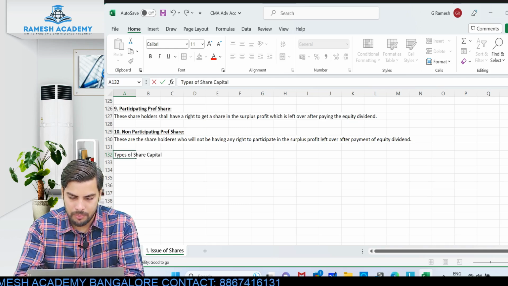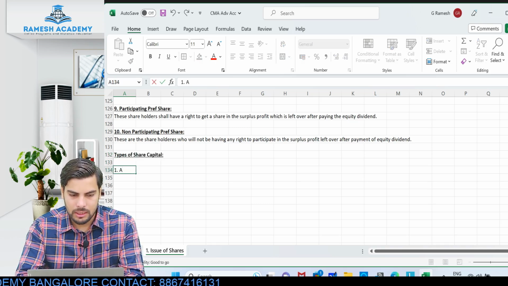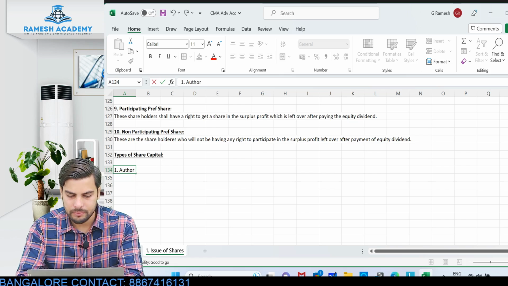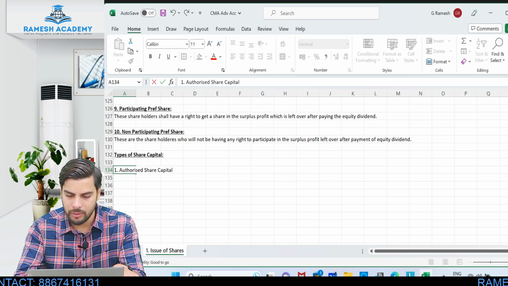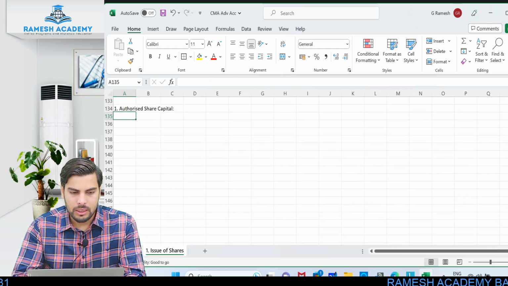Types of share capital. First thing is authorized share capital. It is not much important from the examination perspective, so I'll just briefly write down the meaning over here. If you just refer to this much, it is more than sufficient.